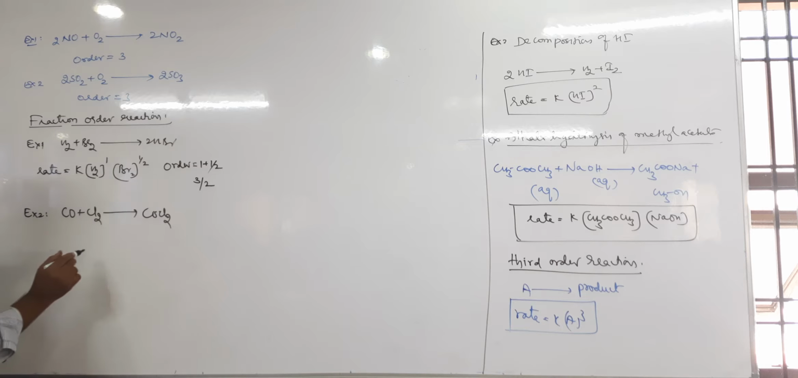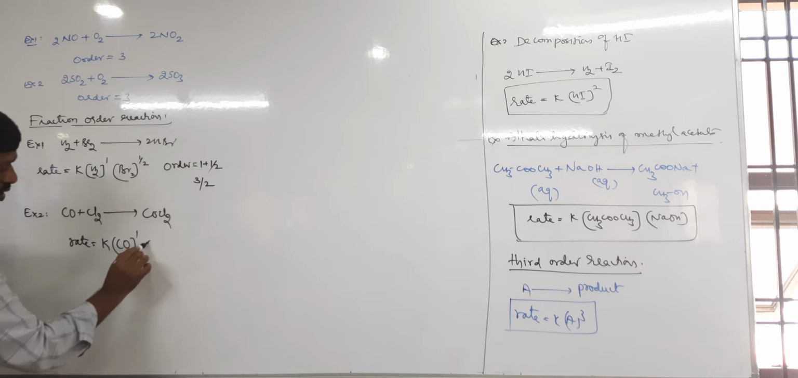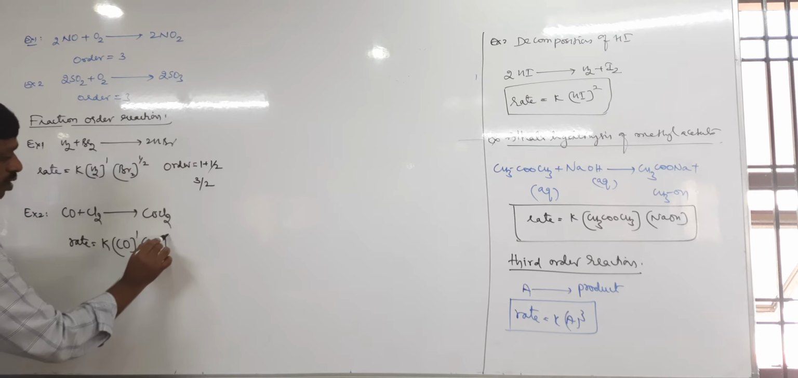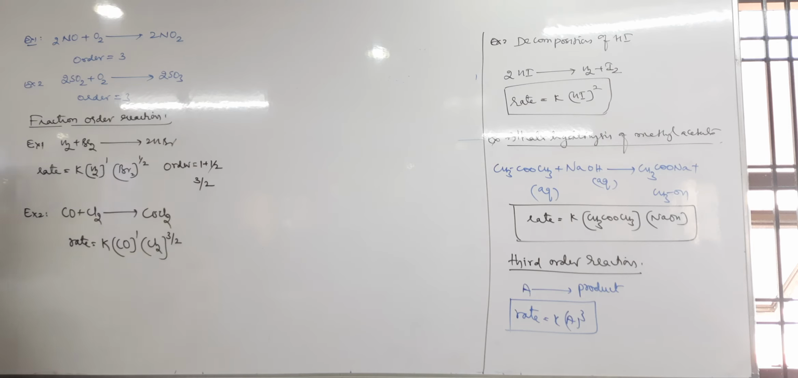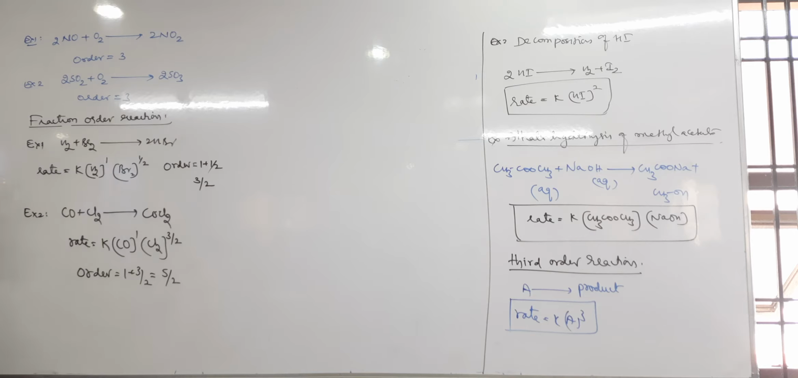Okay, tell me, what is the rate for this reaction? Rate equals K into carbon monoxide power 1, but Cl2 power 3 by 2. So therefore, what is the order? The order of reaction is 1 plus 3 by 2, that is 5 by 2. It is a fraction power.